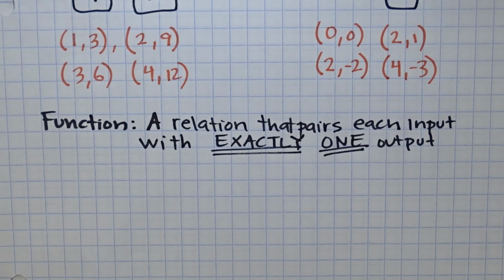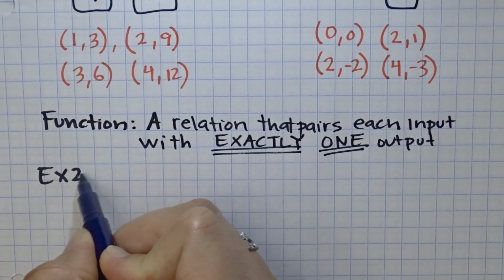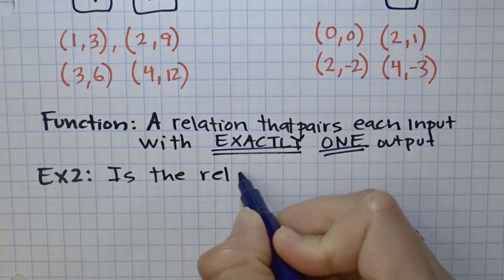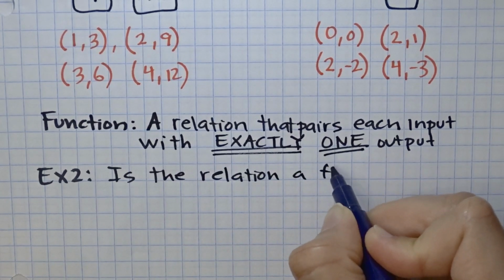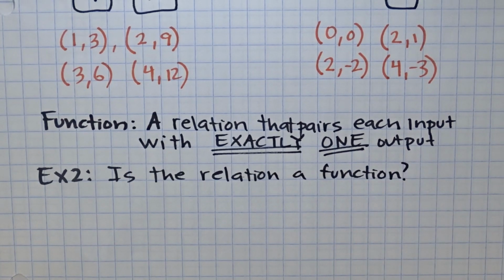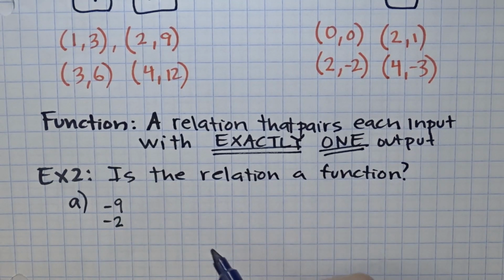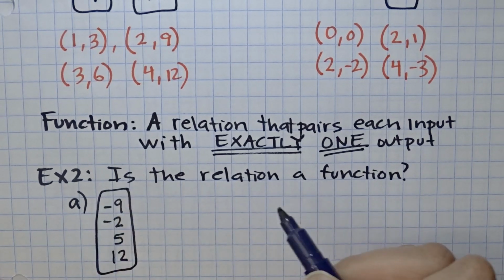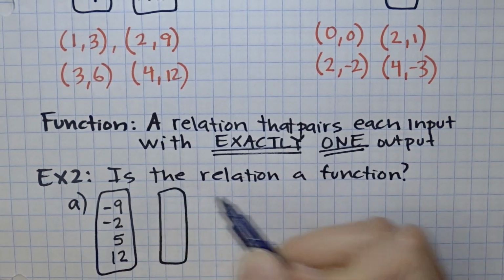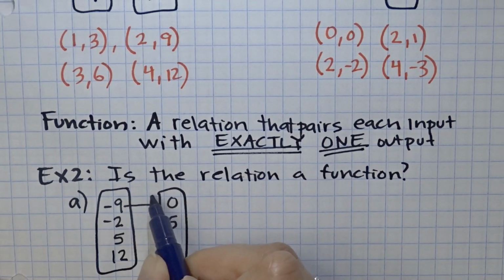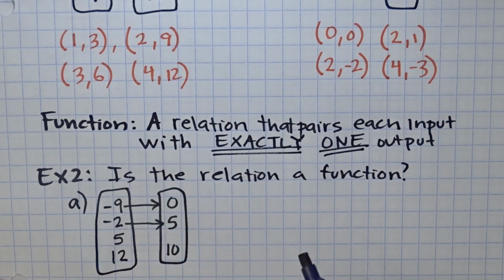Okay, so let's look at example 2. And you're going to tell me if it's a function. So here's a scenario, example 2a. Say you have -9, -2, 5, and 12. And it's being mapped to these numbers over here, 0, 5, and 10. So if I'm telling you that -9 goes to 0, -2 maps to 5, 5 maps to 10, and 12 maps to 10.